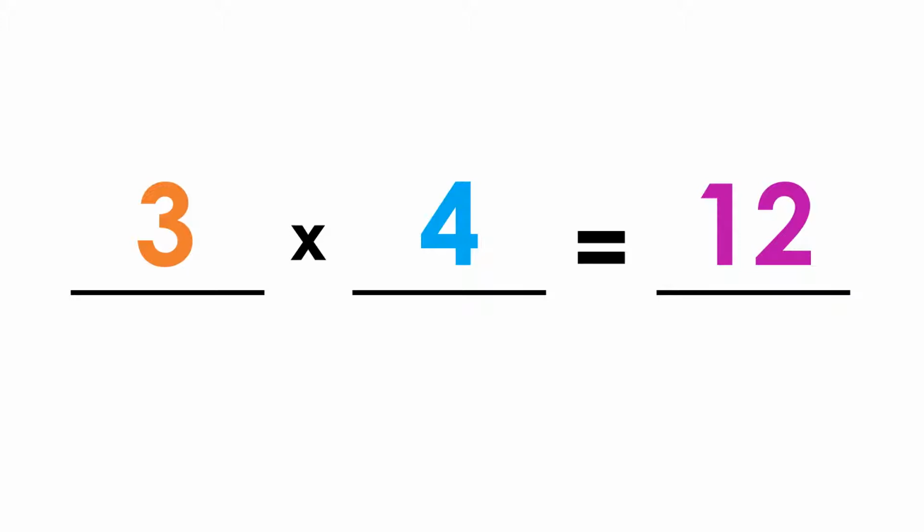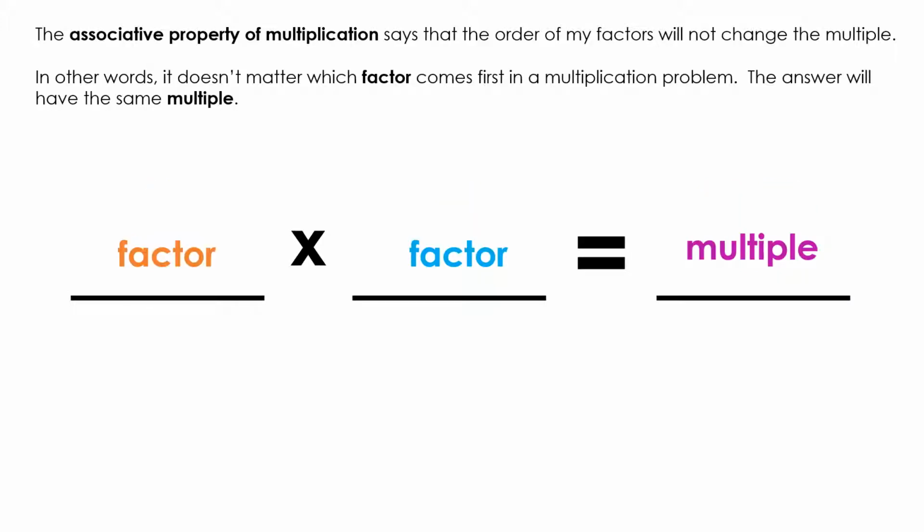So what's the associative property of multiplication? The associative property of multiplication says that the order of my factors will not change the multiple. In other words, it doesn't matter which factor comes first in a multiplication problem. The answer will have the same multiple.